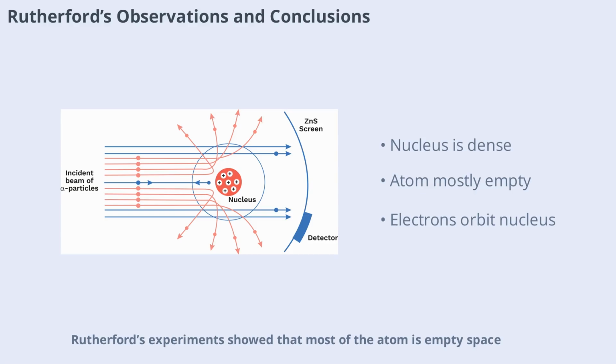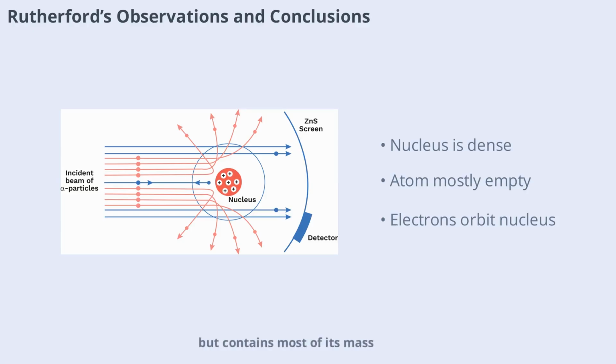Rutherford's experiments showed that most of the atom is empty space, with a small, dense, positively charged nucleus at the center. Electrons revolve around the nucleus, similar to the solar system. The nucleus occupies only a tiny volume of the atom, but contains most of its mass. These findings revolutionized our understanding of atomic structure, setting the stage for further discoveries.